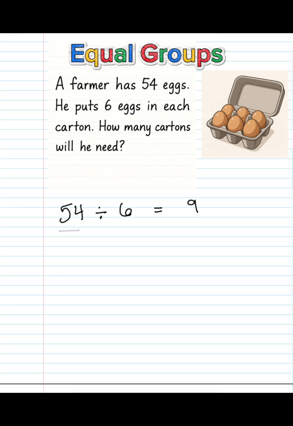So as you can see, knowing your multiplication facts is really critical to being good at these division problems, so you can quickly see what times what equals what you're trying to divide, and that'll make these problems a lot easier.